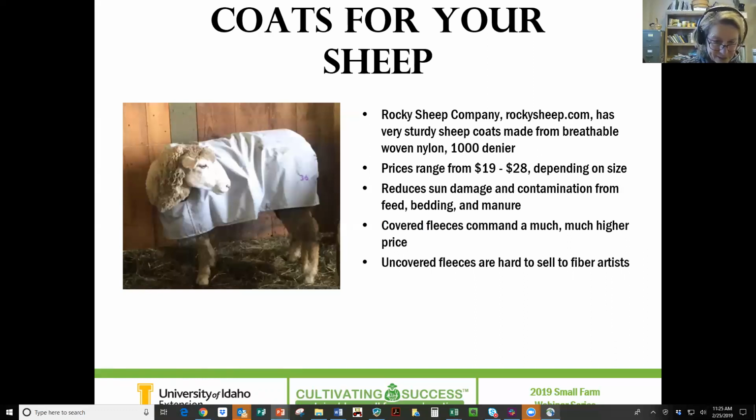They have very heavy strapping to go around the legs. It reduces the sun damage as well as contamination from feed and bedding. So the fleeces have really nice ends. They're not sun bleached and they're not broken down. So once fiber artists get covered fleeces, it's hard to sell uncovered fleeces to them.